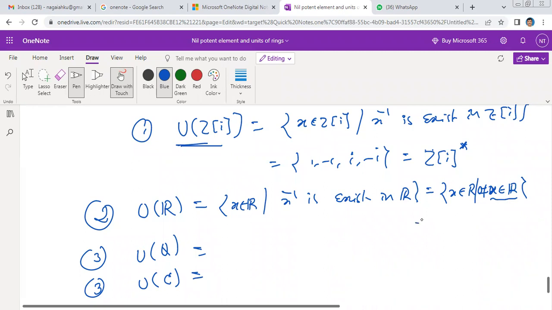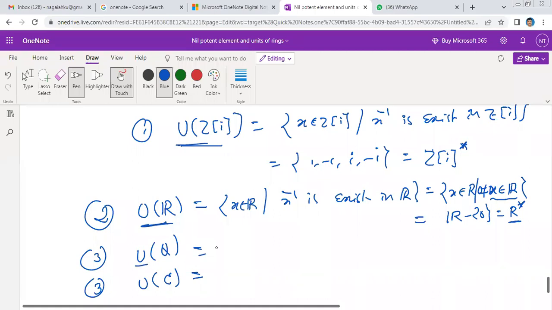And answer ని రాసుకోవచ్చు. This is nothing but R star, R minus the single-term set 0. 0 కాకుండా. This is nothing but R star. So the units of a ring R is equal to R star.